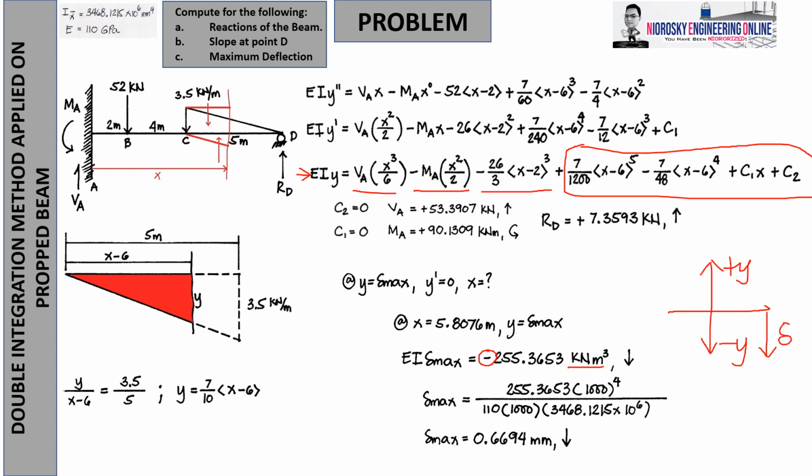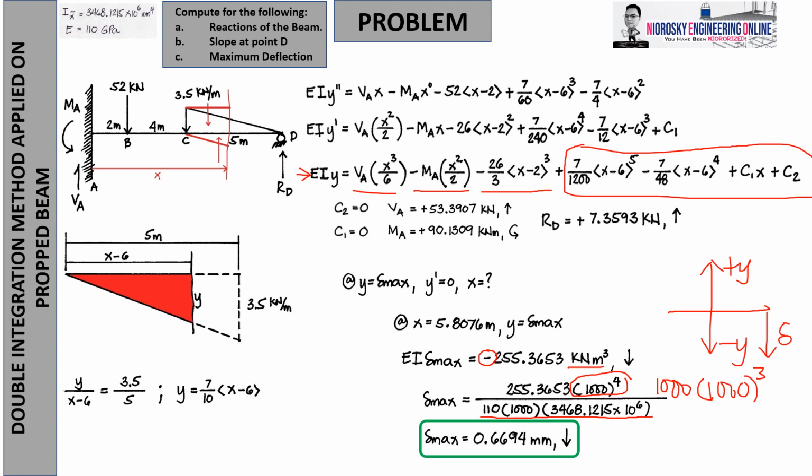Okay? So therefore, the answer would be, again, by conversion, making it Newton millimeter, hence the 1,000 to the fourth. It is the conversion of kilonewton to Newton, and cubic meter to cubic millimeter. So 1,000 times 1,000 cubed is 1,000 to the fourth. The same conversion applies below. We made it megapascal unit, Newton and millimeter. So, by this, we will get 0.6694 millimeter that goes down. So, this is the largest deflection that we can compute within the span.